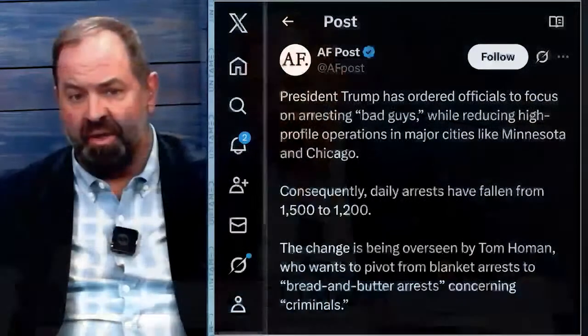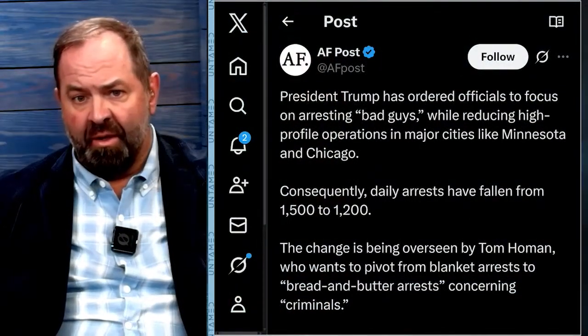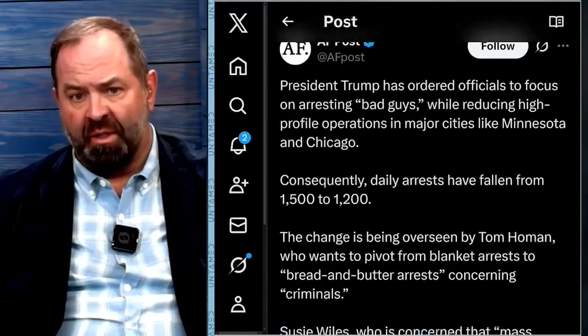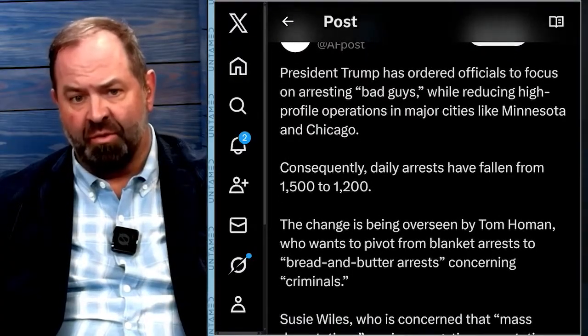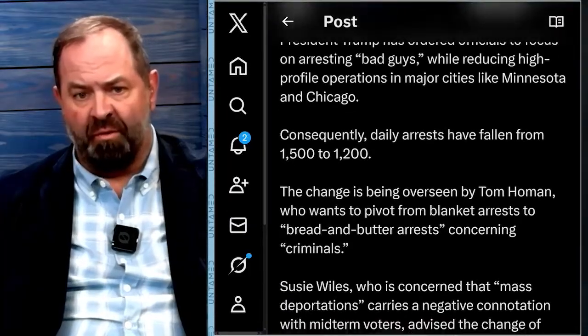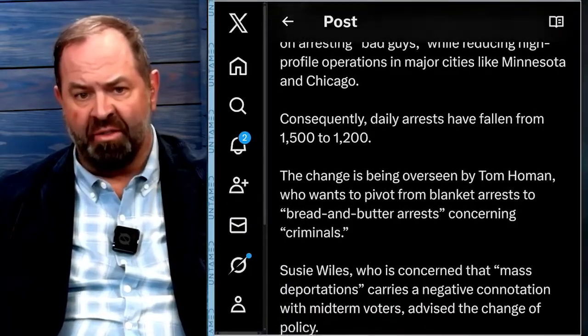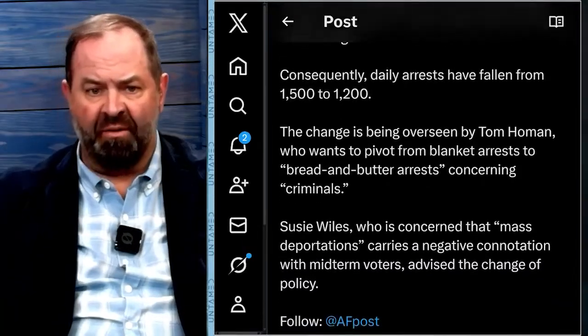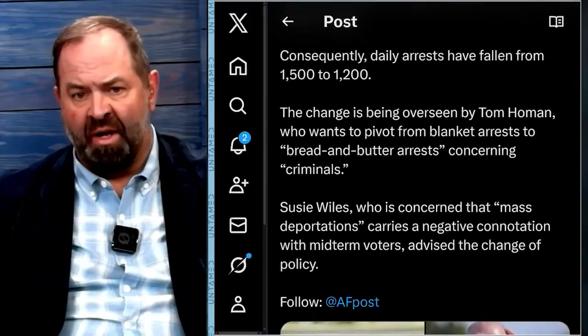And here's a change in the immigration policy according to the Post. President Trump has ordered officials to focus on arresting bad guys while reducing high-profile operations in major cities like Minnesota and Chicago. Consequently, daily arrests have fallen from 1,500 to 1,200. The change is being overseen by Tom Homan, who wants to pivot from blanket arrests to bread and butter arrests concerning criminals. Susie Wiles, who's concerned that mass deportations carried a negative connotation with midterm voters, advised the change of policy.